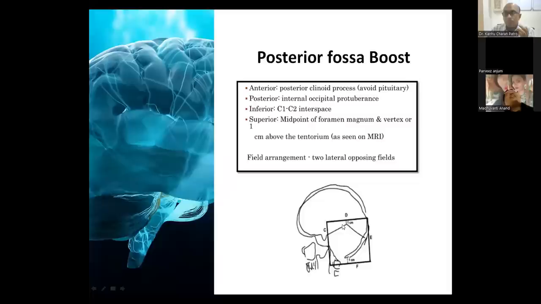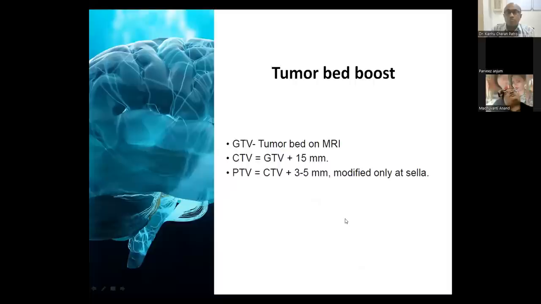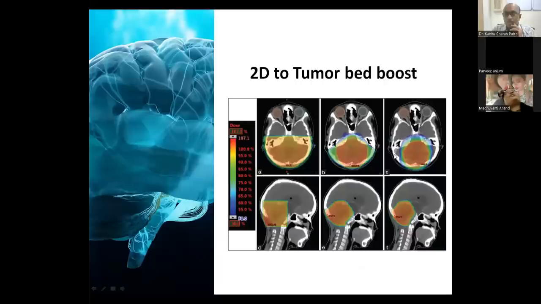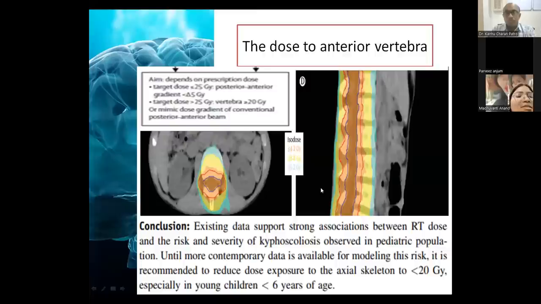Tumor bed boost, if you are going for the tumor bed boost, GTV should be the tumor bed on MRI, CTV is GTV plus 15 mm, PTV is CTV plus 3 to 5 mm, modified at sella. So this is the evolution of the 2D field, then conformal field, then arc field, IMRT, starting from 3D conformal over the 2D to tumor bed boost. Then these are the OARs: pituitary, eyes, lens, everything is an OAR in pediatrics. Try to decrease the OAR doses. So sometimes confusion comes.